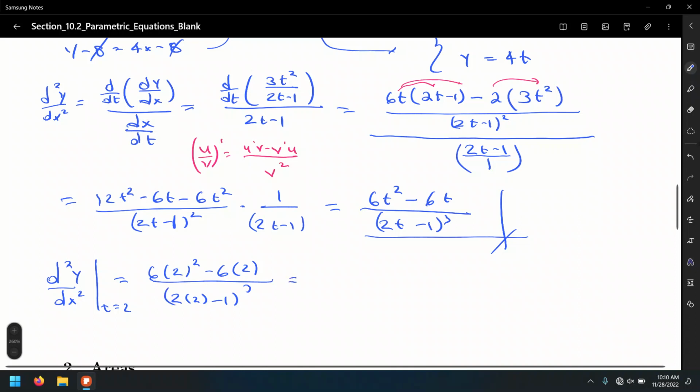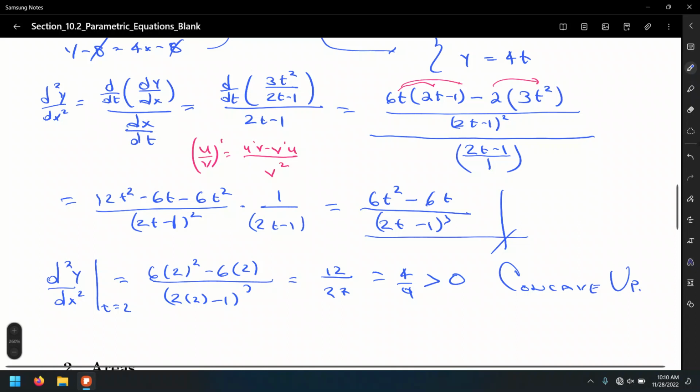And let's see what we get. 2 squared, that's 4, times 6, that's 24. 24 minus 12, that's 12, over 2 times 2, which is 4, minus 1, that's 3. 3 cubed, that's 27. Well, in this case the number actually reduces to 4/9, but it doesn't matter. That's a number greater than 0. That's a positive number. This means that at the point where t equals 2, this function is concave up. Right? It's concave up.